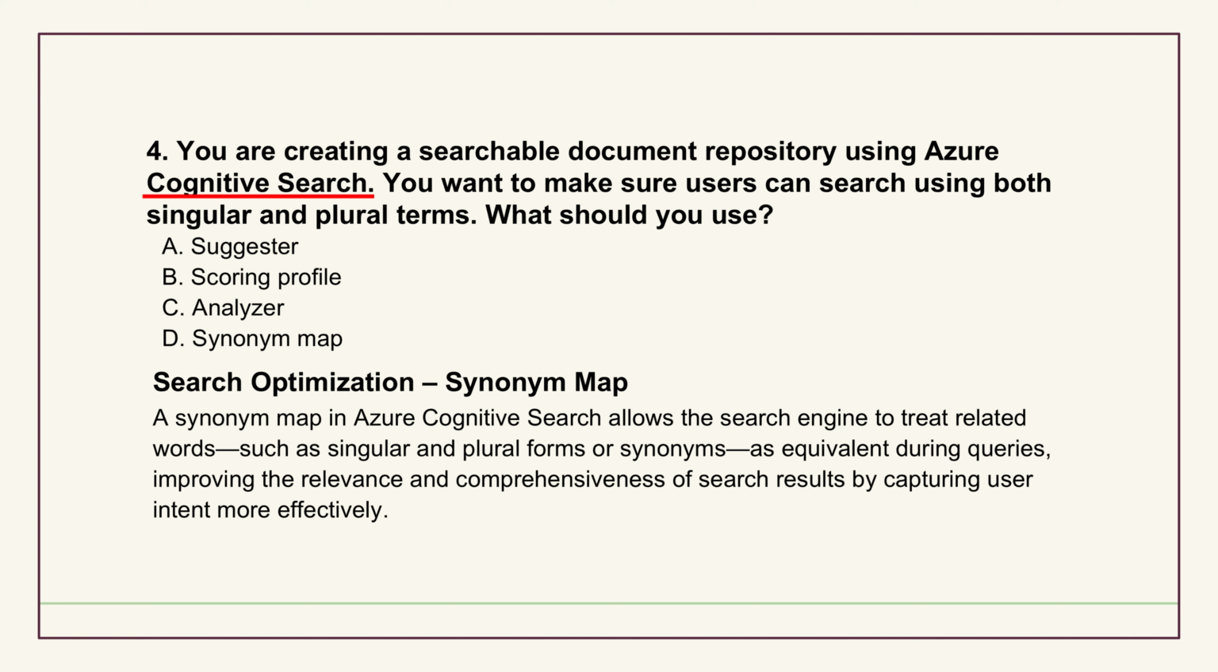And the answer is a synonym map. Right. And this touches on a really important point about user experience in search, doesn't it? People type things differently. They just do. Yeah. A synonym map lets you define these relationships between terms.